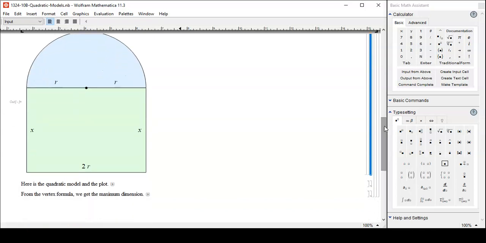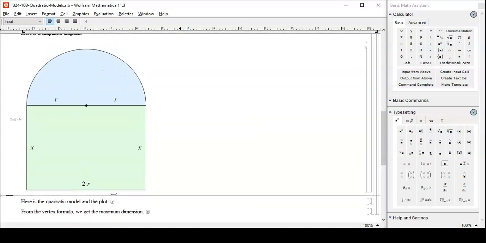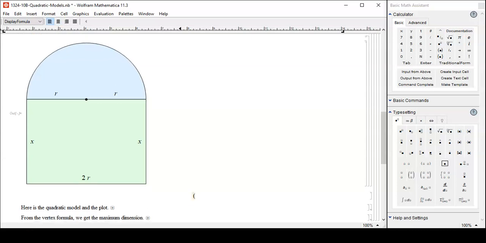So what do you get? The perimeter has to be x plus another x, down here 2r, and then pi r. That's going to be the perimeter. Pi r is over here, half of 2 pi r. Remember, circumference is 2 pi r, but half of that. And x, x, and then 2r. That's the perimeter, and that adds up to 20 feet.